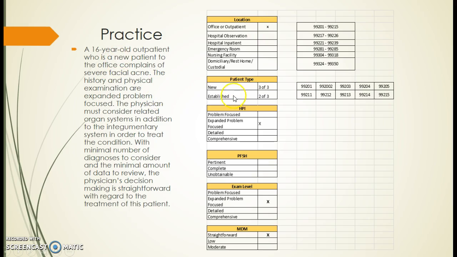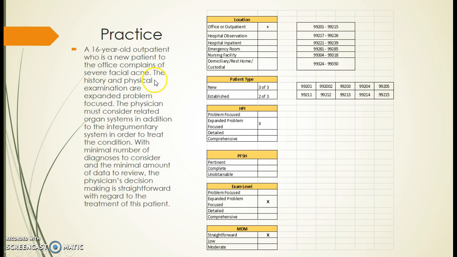He's a new patient, so right now, I know that he's a new patient. We're going to need 3 of the 3 key components in order to build a code. I also know that because he's outpatient and new patient, my codes are going to fall between 99201 and 99205 for him.